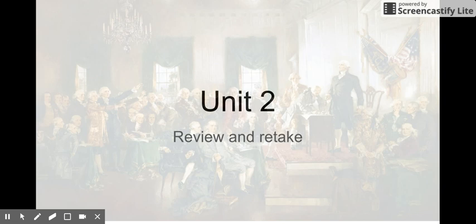So here's an image from the Constitutional Convention. Remember, the Constitutional Convention was where representatives of states went to modify the Articles of Confederation. But the Articles of Confederation was weak. It left the national government without significant power. So they went to Philadelphia to modify it. But as we know, they scrapped it and they started over.